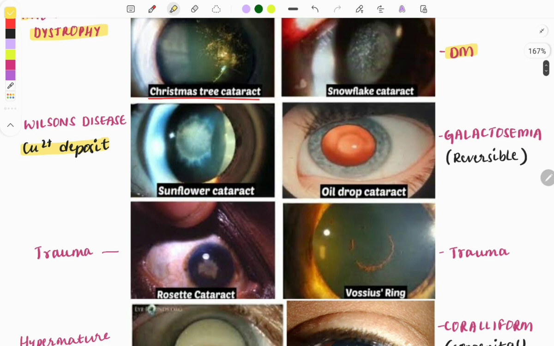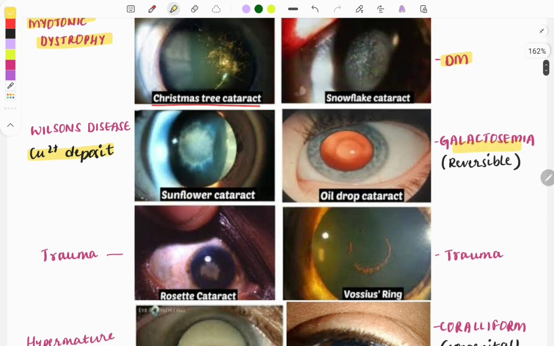Then moving on to the next image, that is the oil drop cataract, which is seen in the galactosemia. Galactosemia is a reversible cataract. So questions are asked, one-liner, in which of the following diseases a reversible cataract can be seen. Okay, as you can see, oil drop cataract like this.